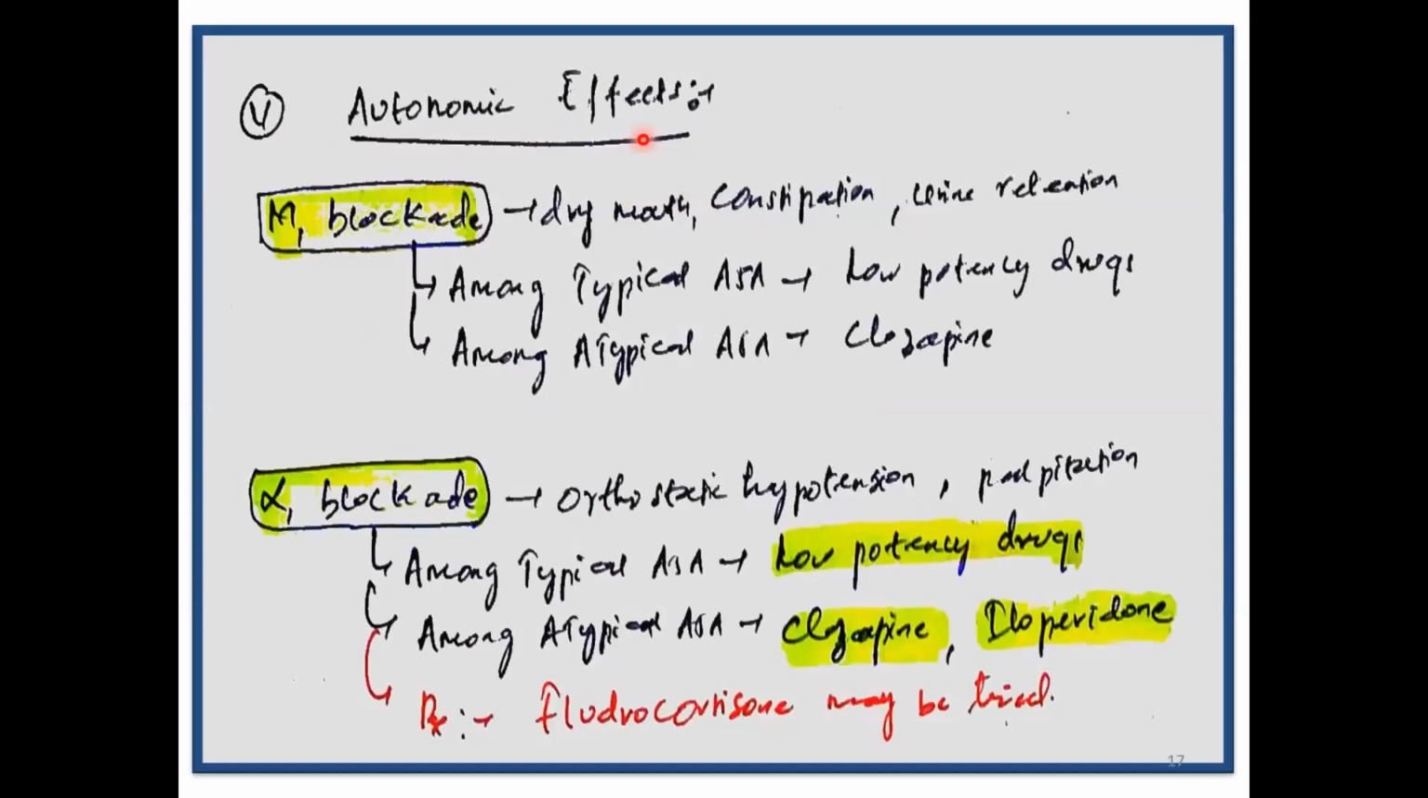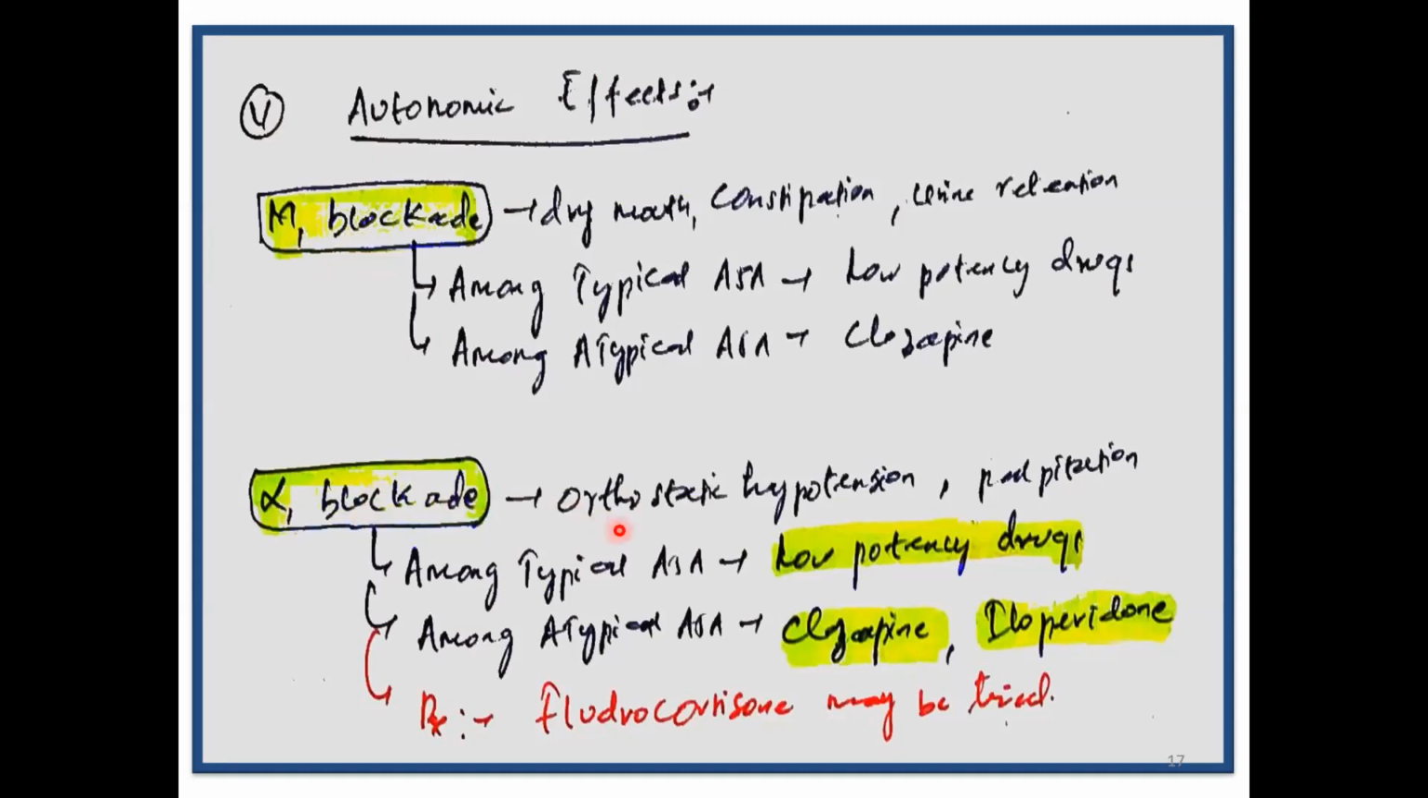Now coming on to the autonomic effects, M1 blockade causes dry mouth, constipation and urine retention. Among the typical antipsychotic agents, low potency drugs, which we already discussed, have a higher tendency of blocking the M1 receptor. And among the atypical antipsychotic agents, it is clozapine. You will see constipation as one of the side effects of clozapine because of its tendency to block the M1 receptor.